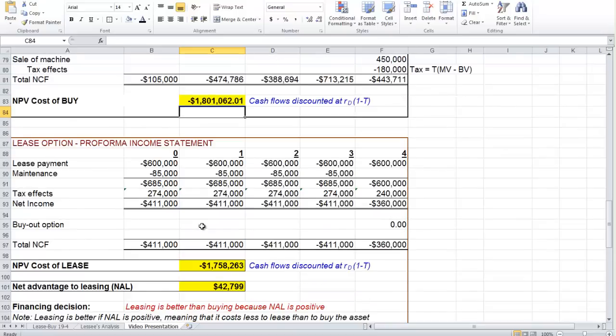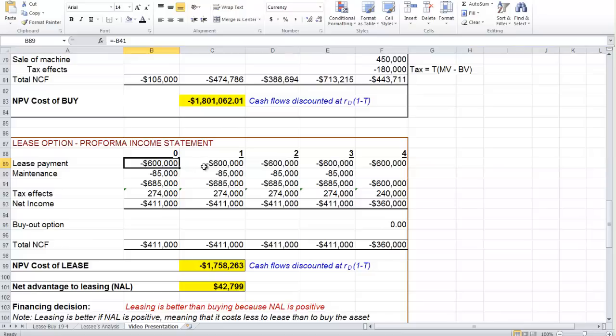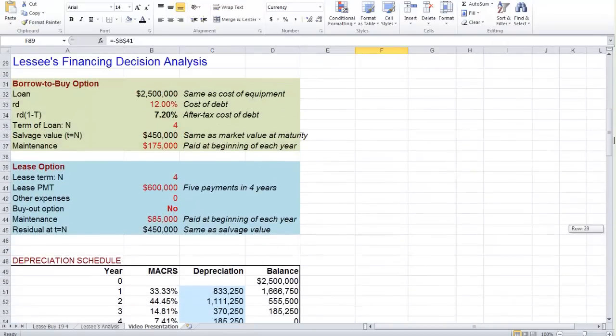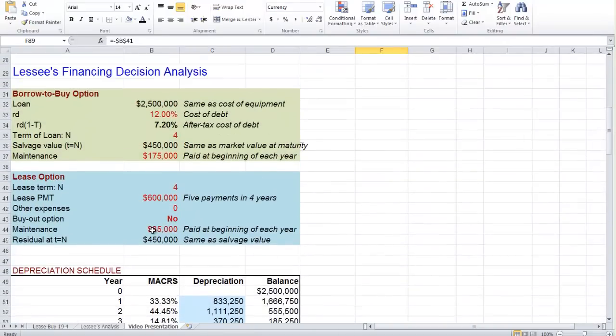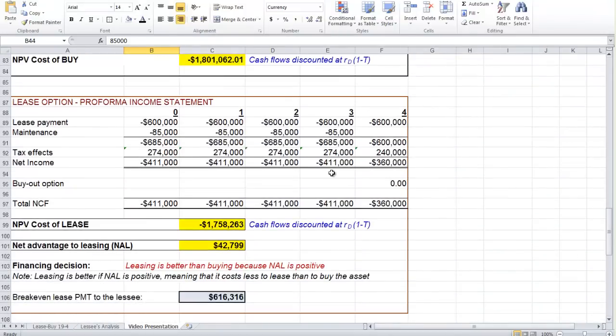Now, on the other hand, if you choose to lease this equipment, notice you'd have to make lease payments beginning with $600,000 now, and then $600,000 at the end of each of the subsequent years. Also, if you go up here, you'll see that this lease deal calls for the lessee to also make $85,000 every year in maintenance payments. It's probably like a maintenance contract that's purchased alongside the lease, and the payments are made at the beginning of each year.